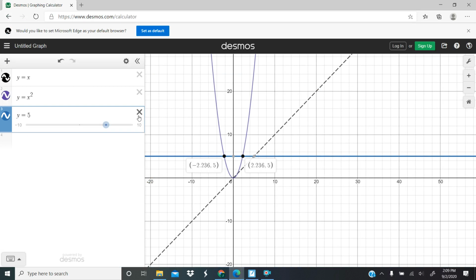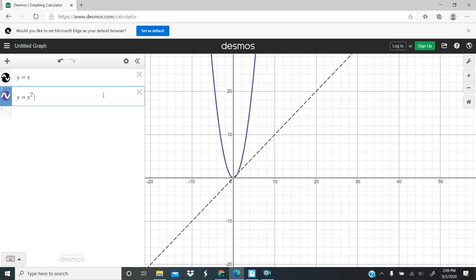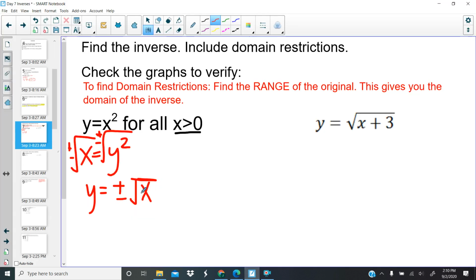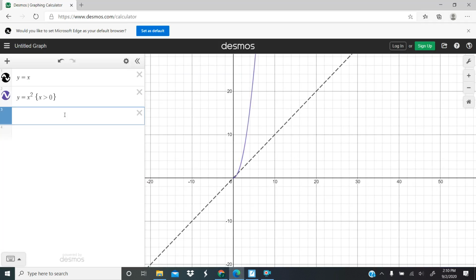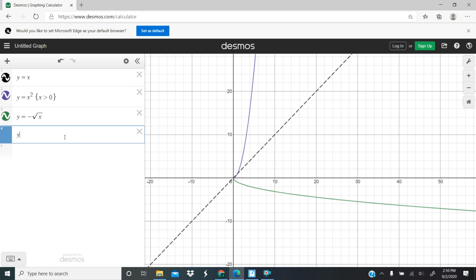We already have y equals x squared graphed, but we need to include a domain restriction now because it told us that x was greater than 0. So now you can see it's only graphing half of that. Then our inverse was plus or minus the square root of x. So we're going to come over here, and I'm just going to do it as 2 separate ones. I'm going to do negative square root of x, and positive square root of x. And so now that's going to graph it twice.